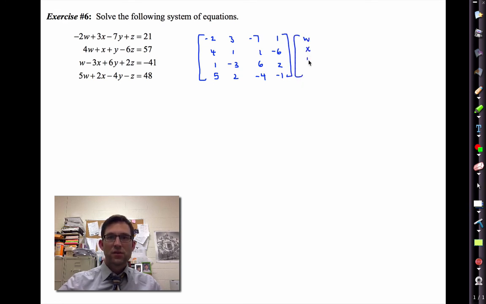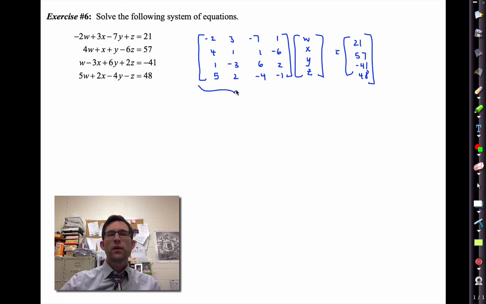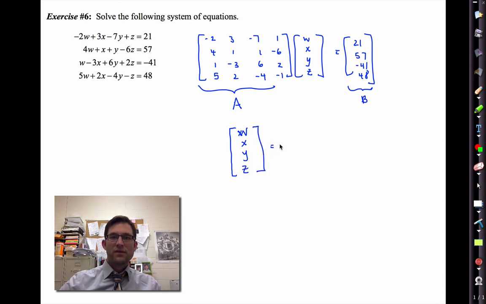W, X, Y, Z. We so rarely use W. 21, 57, -41, 48. Whoops, almost didn't get that in there. Then this is what I want my kids to do. Let me know that's A. Let me know that's B. And then let me know that W, X, Y, Z is equal to A inverse times B.